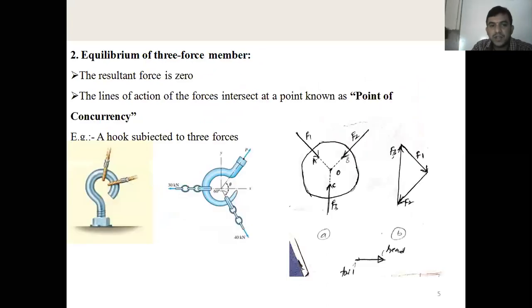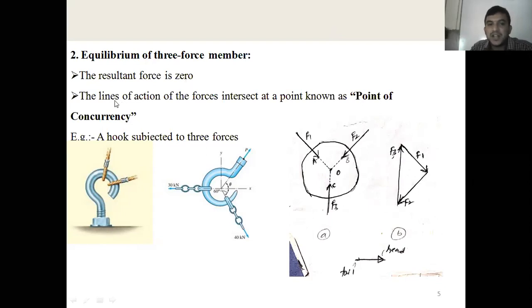Next, suppose a member is subject to three forces, and I want to make it in equilibrium. How do you make it an equilibrium condition? It means the resultant force is zero. How do you get the resultant force? By drawing a force polygon. If the resultant force is zero, with F1, F2, F3 acting, the force polygon should be a closed one. Then there is no resultant force, right? The resultant force should be zero.